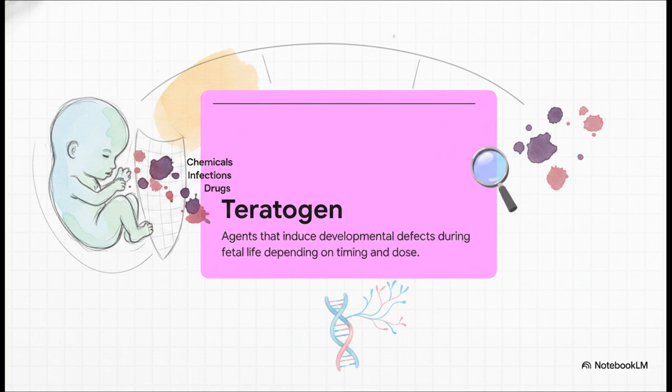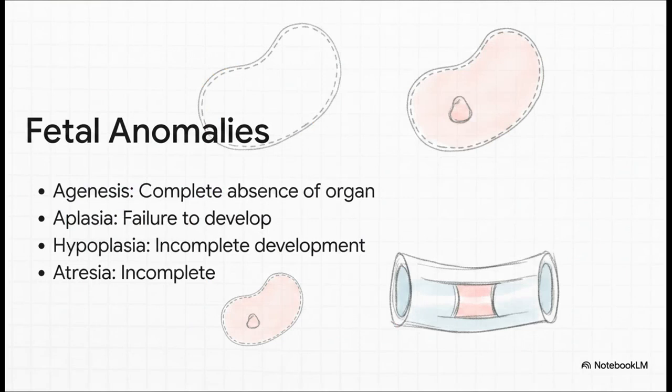Most of these critical errors happen very early, specifically during the first trimester, right when the foundational structures of the fetus are rapidly forming. And when morphogenesis goes astray during that critical window, pathologists use some very precise terms for the structural anomalies that result. You have agenesis, which means the complete absence of an organ, no trace of it. Then there's aplasia, where an organ completely fails to develop, leaving only a tiny rudiment behind. Hypoplasia means incomplete development, so the organ is there, but it's undersized. And finally, atresia, which is the incomplete formation of a lumen or the opening in hollow organs.